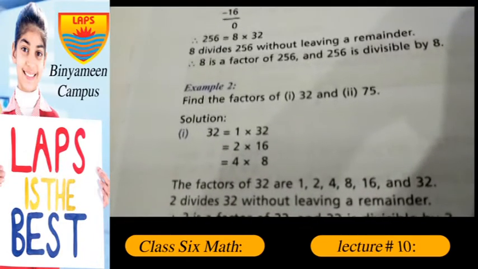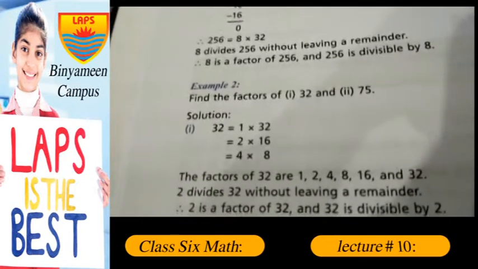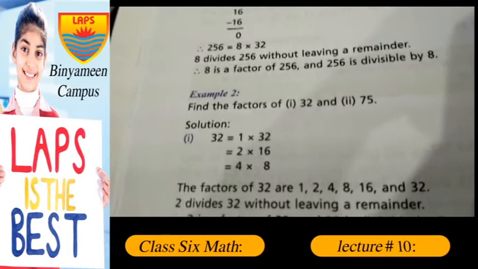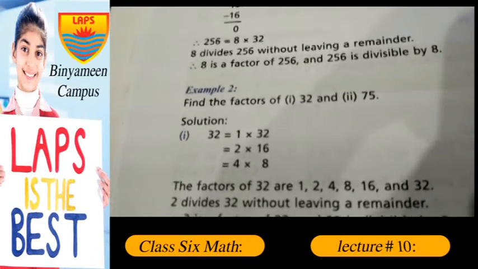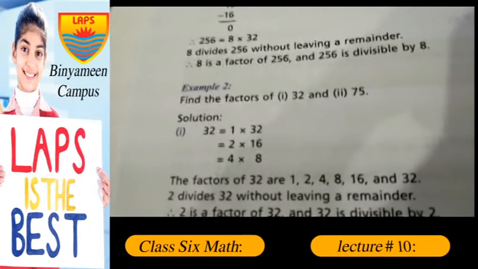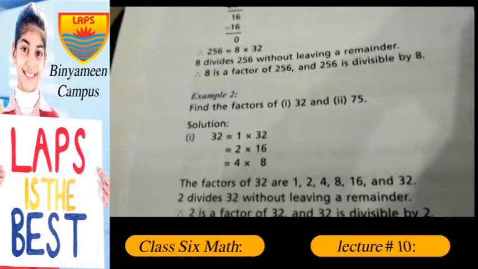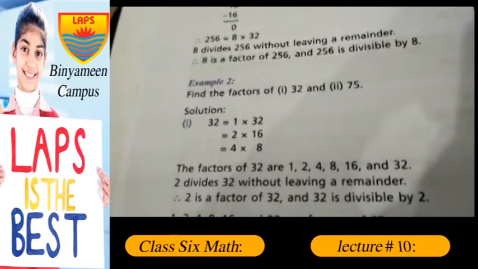Find the factors of 32. 32 is a product of 1 and 32. 32 is a product of 2 and 16. 32 is a product of 4 and 8. The factors of 32 are 1, 2, 4, 8, 16 and 32.